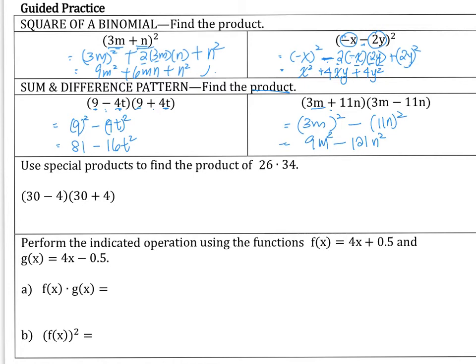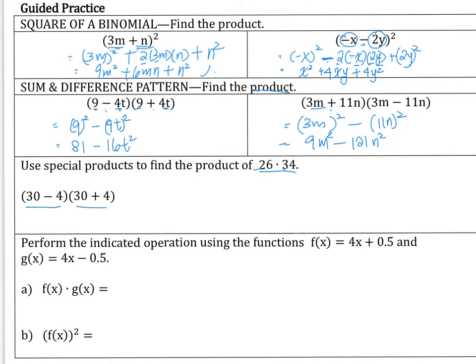Okay? And then the next one, use special products to find the product of 26 and 34. Now, I'm not going to have you directly use the ordinary algorithm to solve this. Instead, I want you to think about it like this: you can take 26 and rewrite it as 30 minus 4. You can take 34 and rewrite it as 30 plus 4.